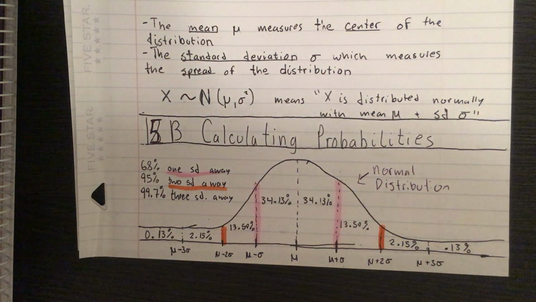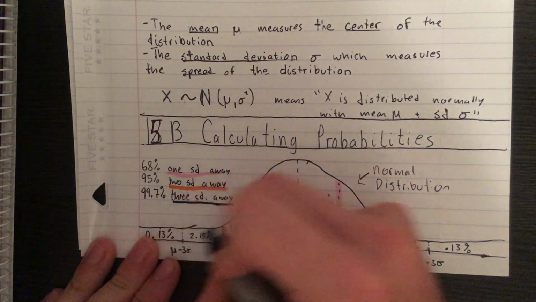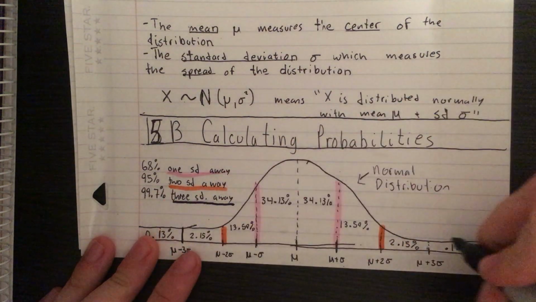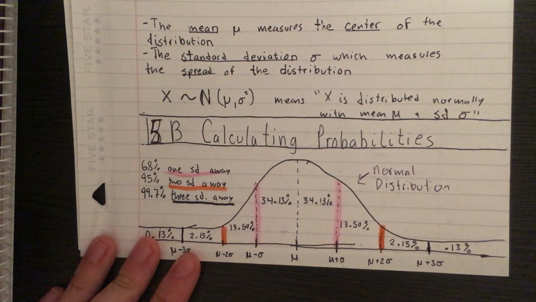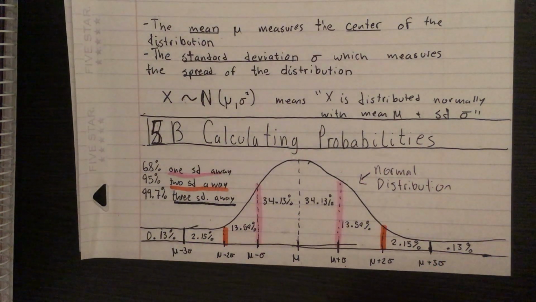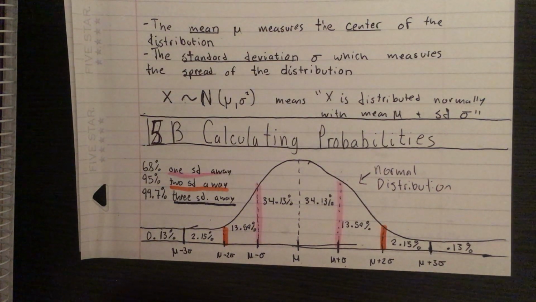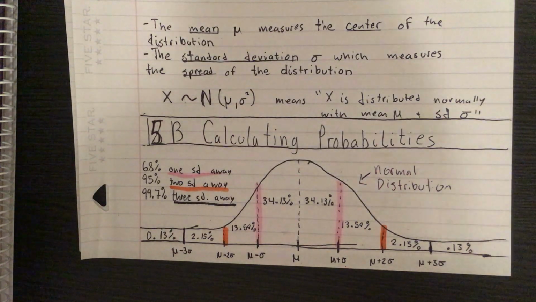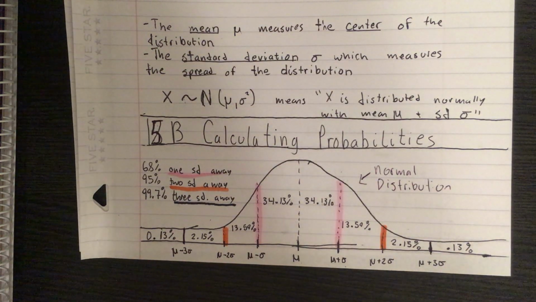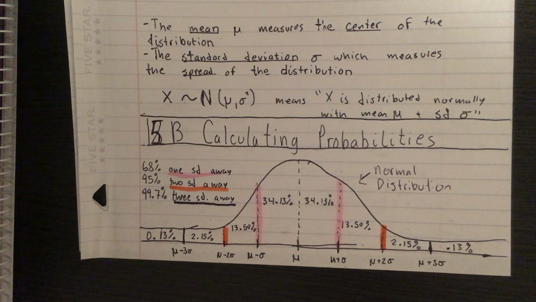And then the last one here is that 99.7% of people are within 3 standard deviations of the mean. If you're not within 3 standard deviations of the mean, you're getting into some pretty rare territory, because you're a part of the 0.3% of people that are not. So we're talking a serious outlier in one direction or the other.